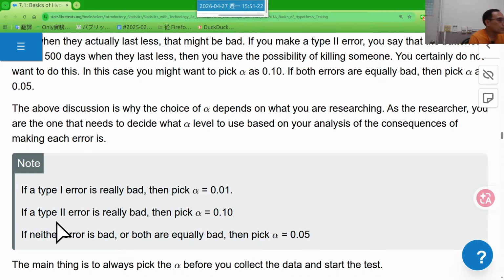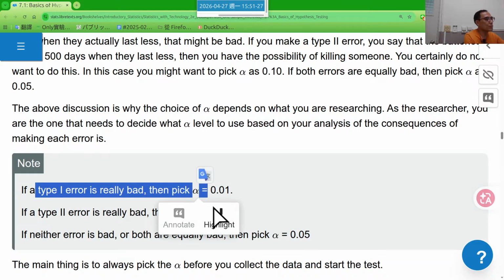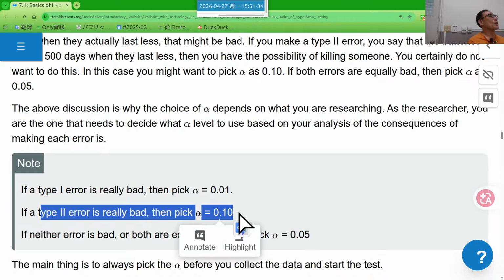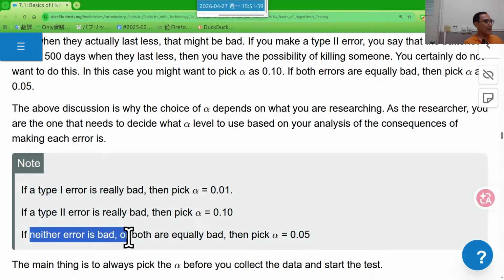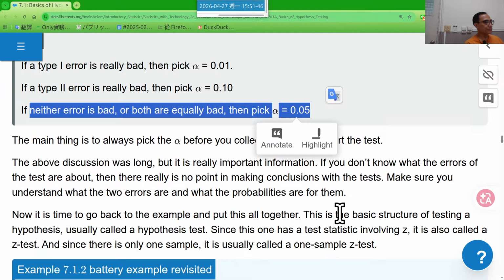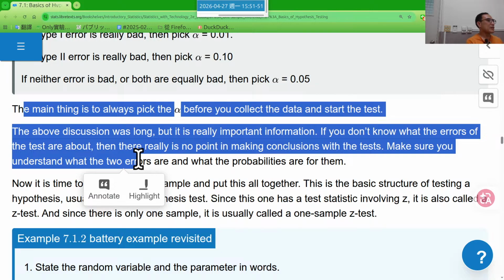Okay, and note, if the type 1 error is really bad, pick alpha as 0.01. If the type 2 error is really bad, pick 0.1. Okay, it could be flexible. It depends on your purpose. Then if neither error is bad or both are equally bad, pick 0.05 as the alpha value. Then, okay, the main thing is to always pick the alpha before you collect the data and start the test.